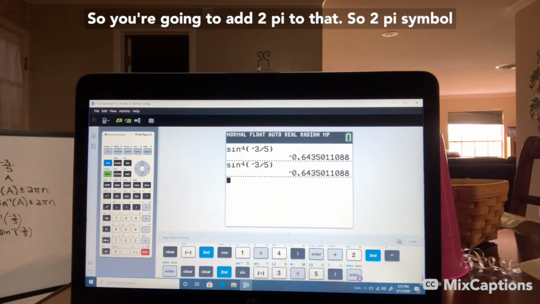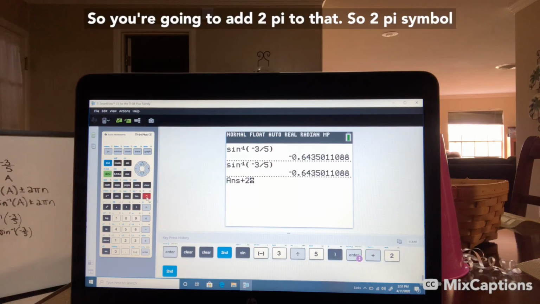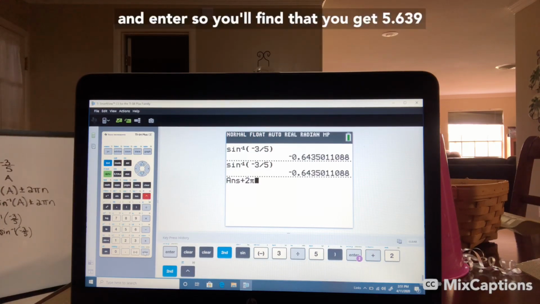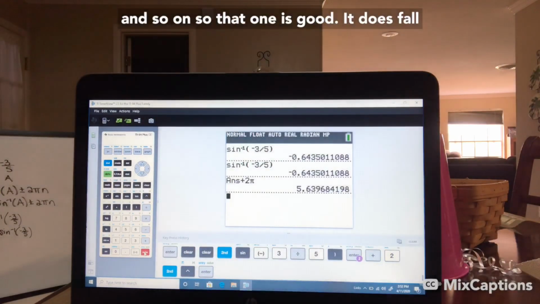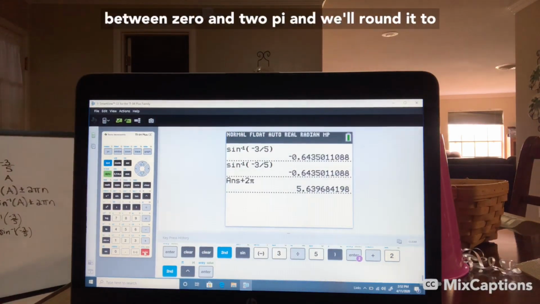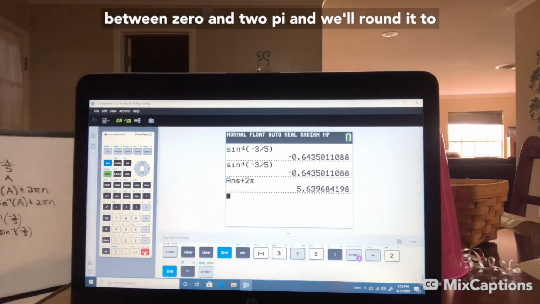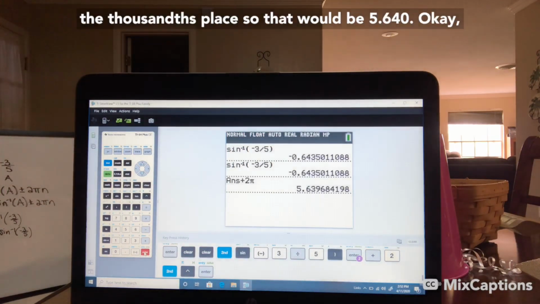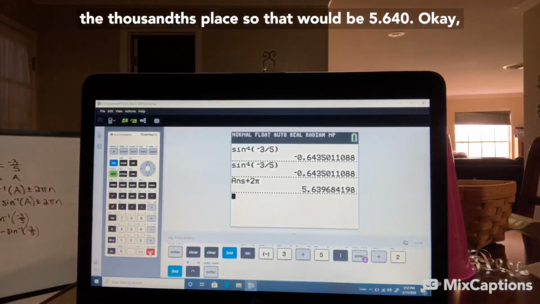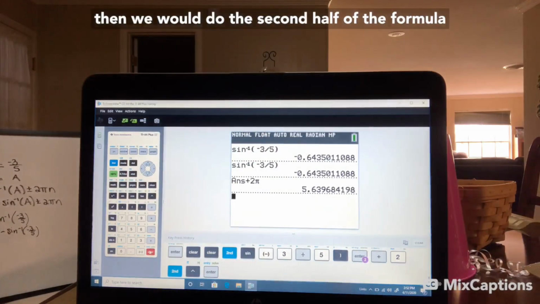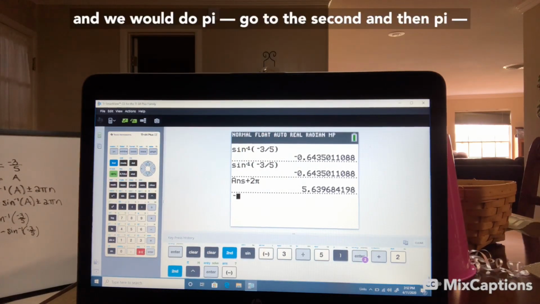So you're going to add 2 pi to that. So 2 pi symbol and enter. So you'll find that you get 5.639 and so on. So that one is good. It does fall between 0 and 2 pi, and we'll round it to the thousandths place. So that would be 5.640.